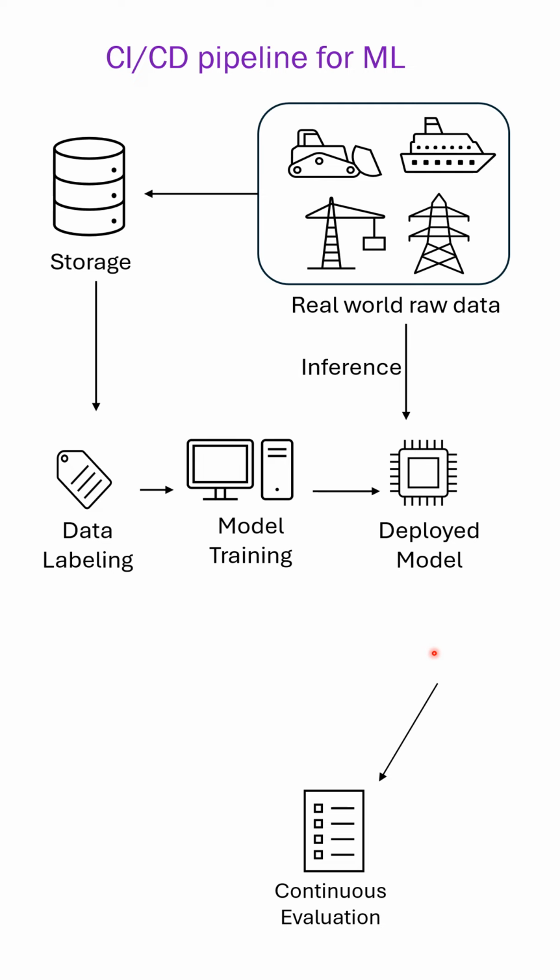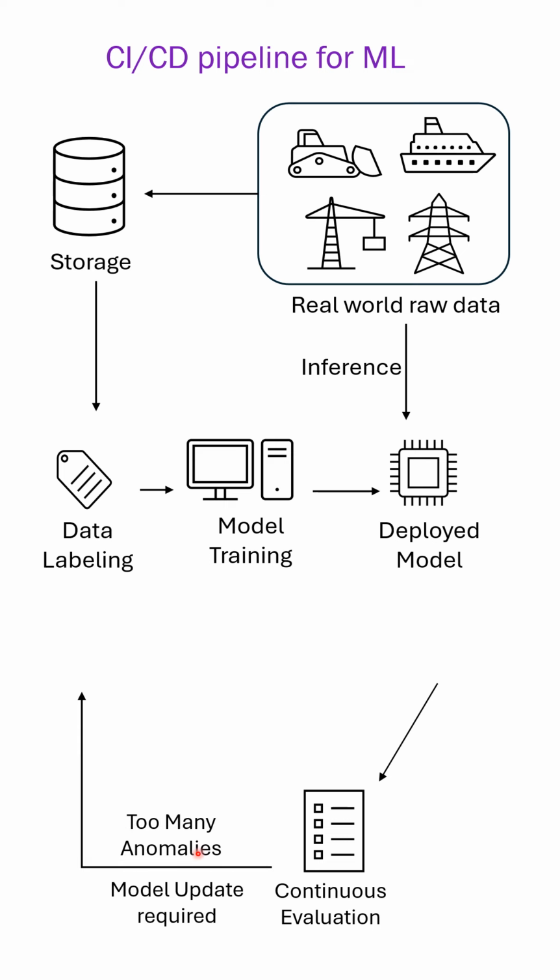Now, how do you evaluate those models? It could be based on, let's say, confidence levels, like the model is getting less confident, or you could have a fixed schedule, let's say every 2 weeks, to update those models. Once you decide that a model update is required, you need to do this process again. That means you have to label the data, train the model, and then deploy the model again. So this becomes a cycle.